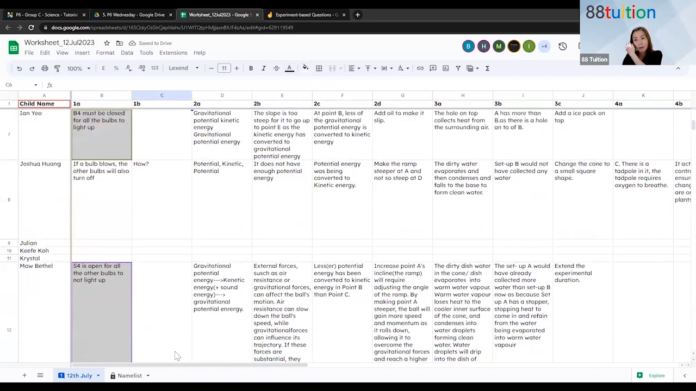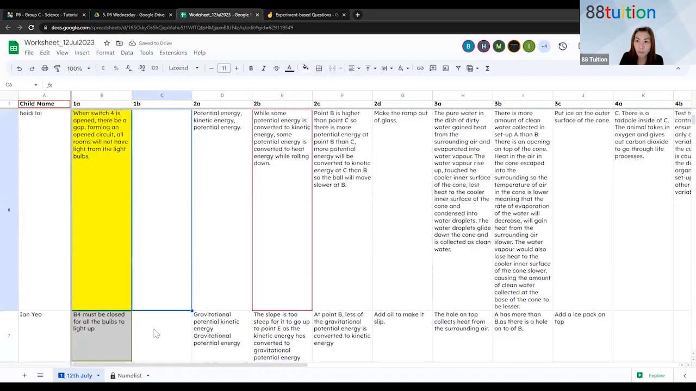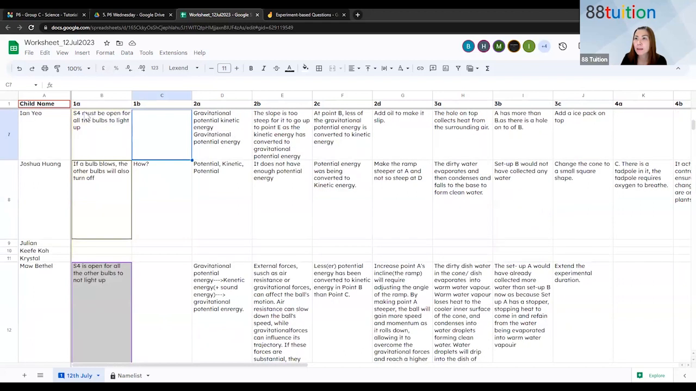Let's see for Ian. It's not B4, it's S4. B stands for light bulb. S stands for switch. So S1 to S4, then B1 to B4. So it should be S4. It must be closed. Ian, S4 open, none of the lights can light up, none of the bulbs can light up. S4 must be closed. Okay? Ian, take note. No, this is definitely wrong. Okay, Joshua, wrong.